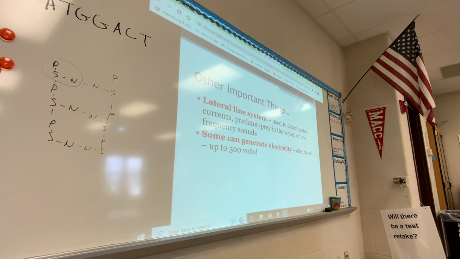We'll look at a picture on the next slide that shows where this lateral line system is on the fish, and you'll be able to see it when you dissect the perch. It's a series of dots along the side of the fish.